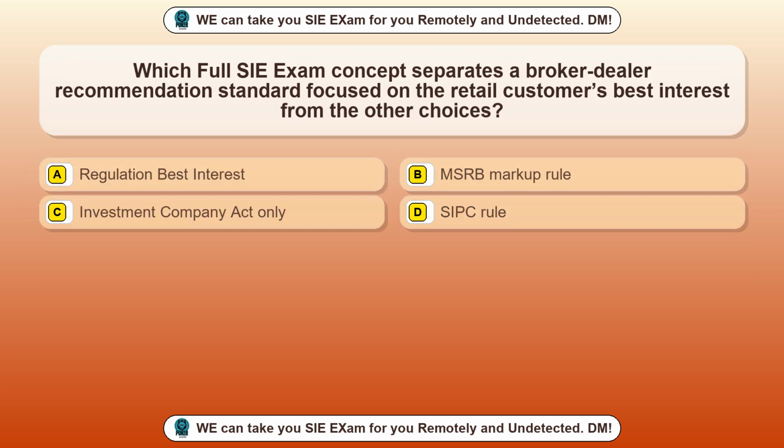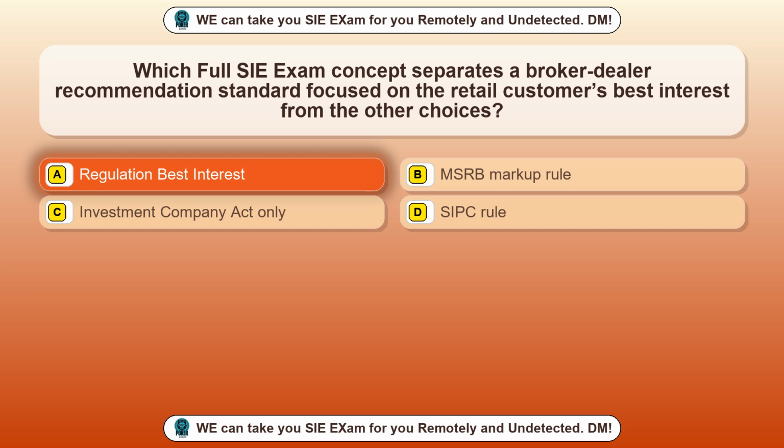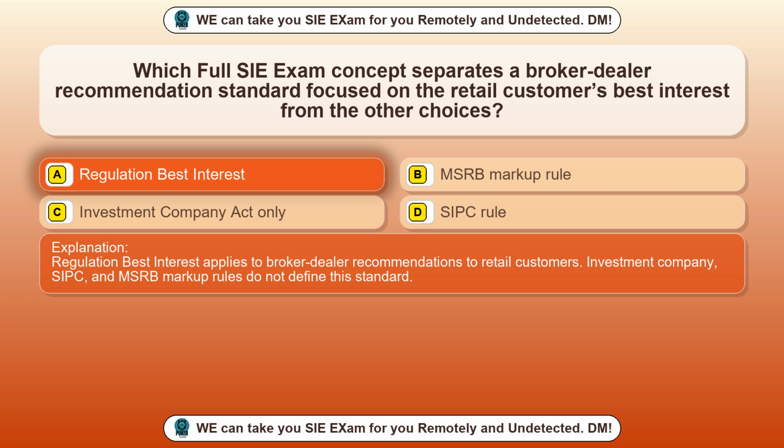Question 43. Which full SIE exam concept separates a broker-dealer recommendation standard focused on the retail customer's best interest from the other choices? Option A, regulation best interest. Option B, MSRB markup rule. Option C, Investment Company Act only. Option D, SIPC rule. The correct answer is option A, regulation best interest. Regulation best interest applies to broker-dealer recommendations to retail customers. Investment Company, SIPC, and MSRB markup rules do not define this standard.